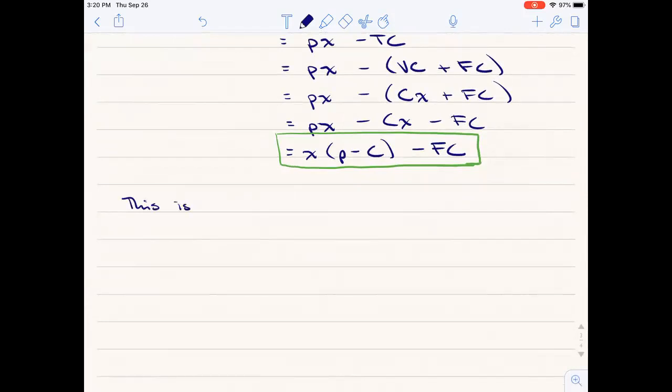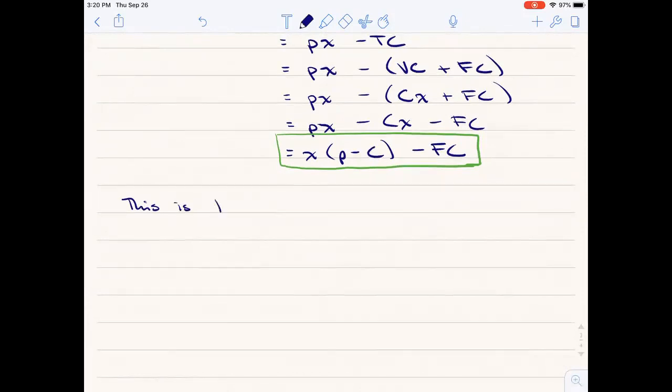This is the general profit function we will use. Like I said, it's not on your formula sheet, but you have all the components to build it. So let's do example 100.